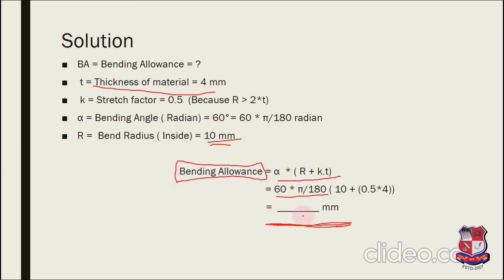This answer will be nothing but the bending allowance. It means this many mm of material you need to take extra, or add to the sheet metal, so that the final component you get after bending will be of the correct size, and on the flat portion you will get the correct dimensions, right? So that is the formula for finding the bending allowance. This was all about bending allowance on sheet metal when you are performing a bending operation, which is one kind of forming operation on a press machine, right? Thank you for listening.